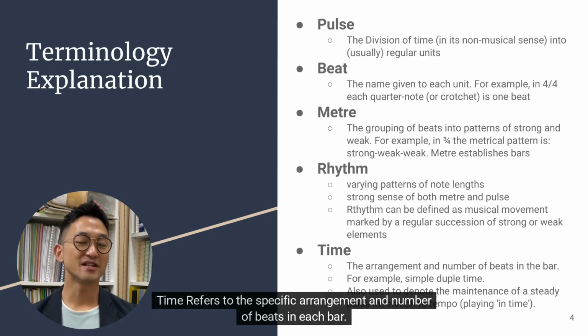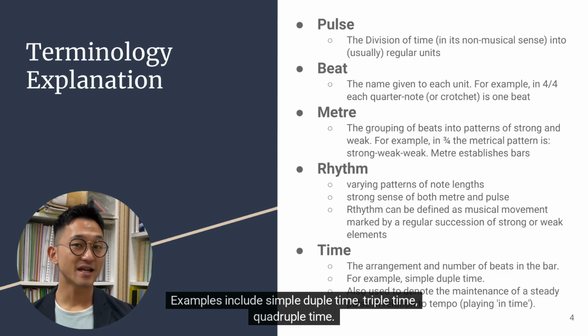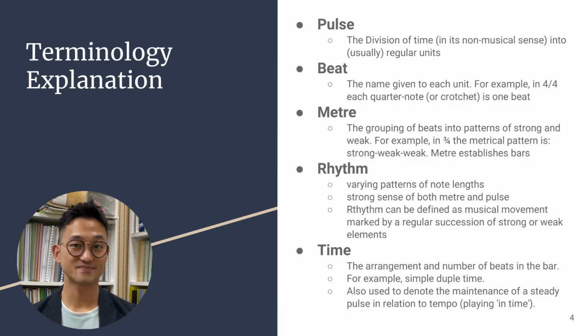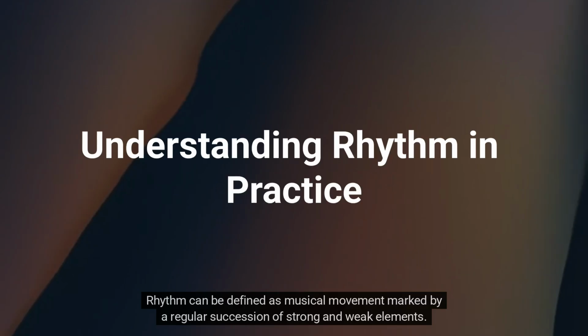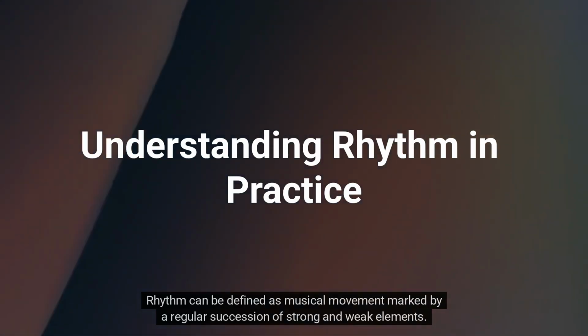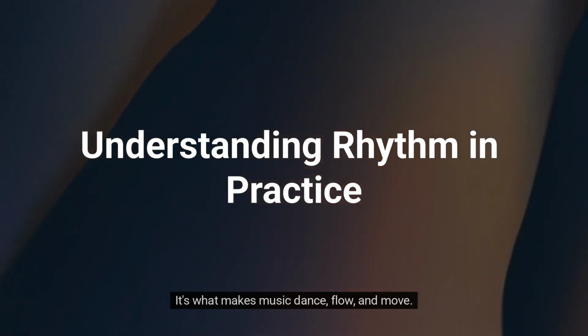Fourth, time. Time refers to the specific arrangement and number of beats in each bar. Examples include simple duple time, triple time, quadruple time. It also relates to maintaining steady pulse relative to tempo, playing in time. Rhythm can be defined as musical movement marked by a regular succession of strong and weak elements. It's what makes music dance, flow, and move.